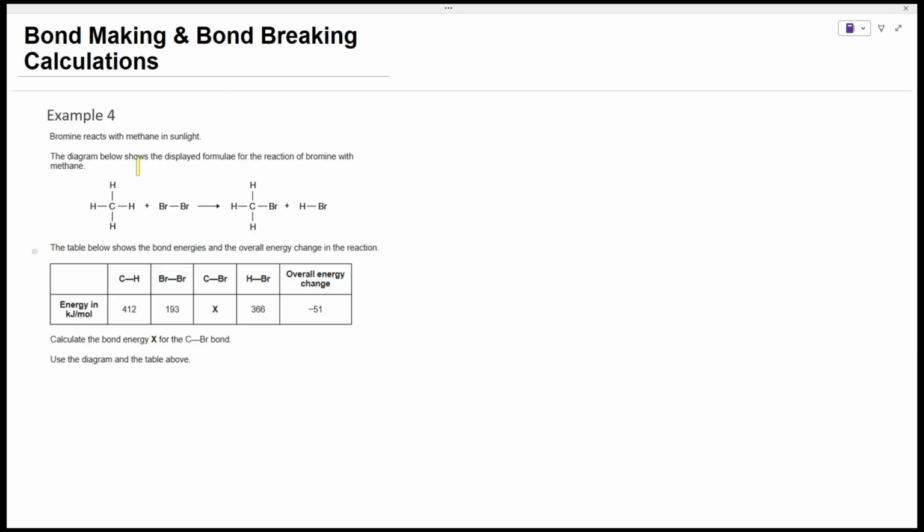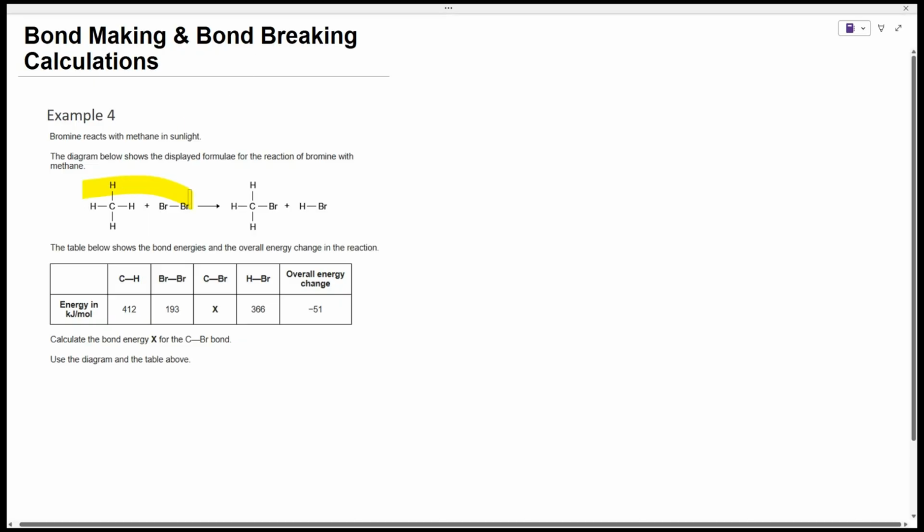So first of all, I'm going to highlight my reactants in one colour, put them in yellow, and then I'm going to highlight my products in a different colour.